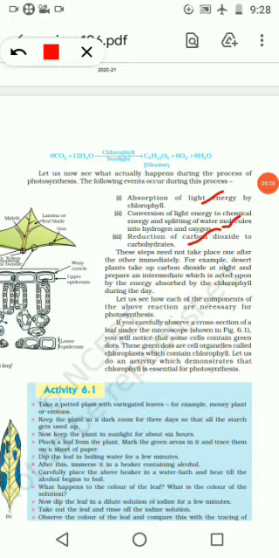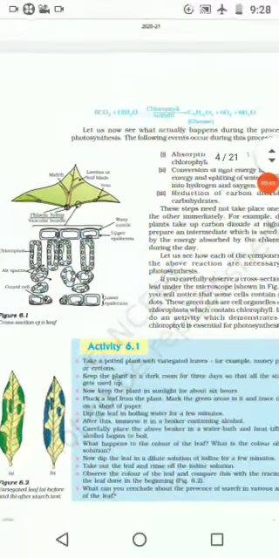Why not in the same order? For example, take deserts. Desert plants take up carbon dioxide at night and prepare an intermediate which will be acted upon by energy absorbed by the chlorophyll during the day. So it need not be in the right order, but all these processes will be followed.